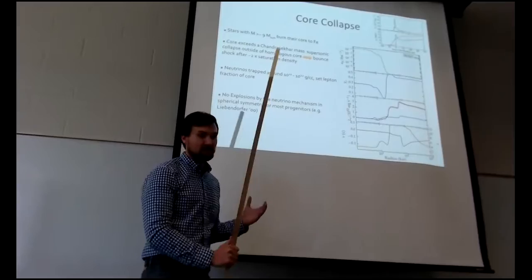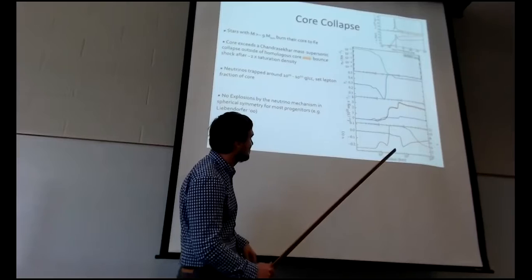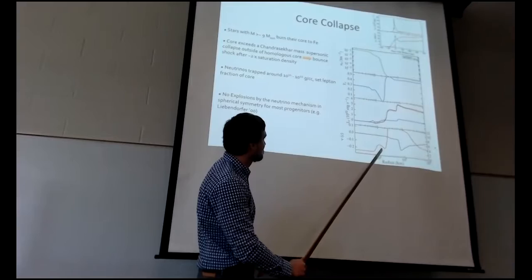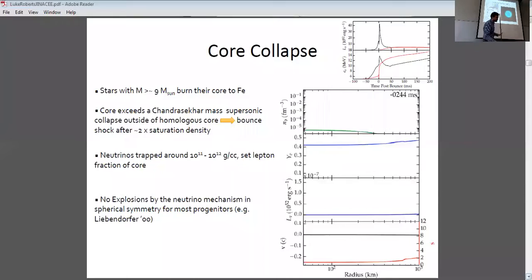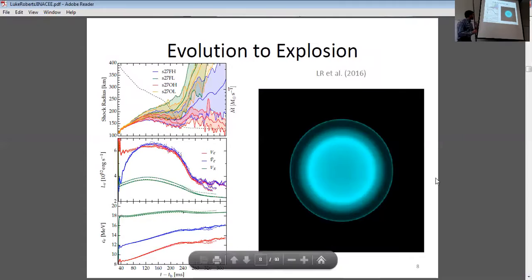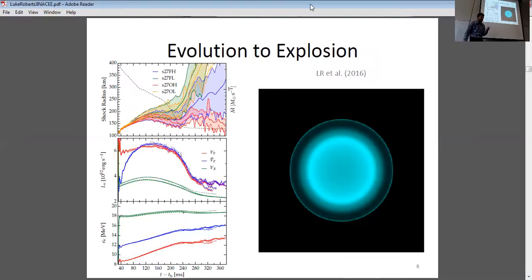If you do this in 1D, this model found that by 600 milliseconds, the shock is at a very small radius, it's just sitting there, not much is happening, and eventually it's going to collapse to a black hole. But we know these things are really 3D, and this is really all I'm going to talk about, these 3D simulations. Behind the shock, you can get some amount of convection, and things like SASI occurring, which may change how energy is transported and move more energy to the supernova shock.